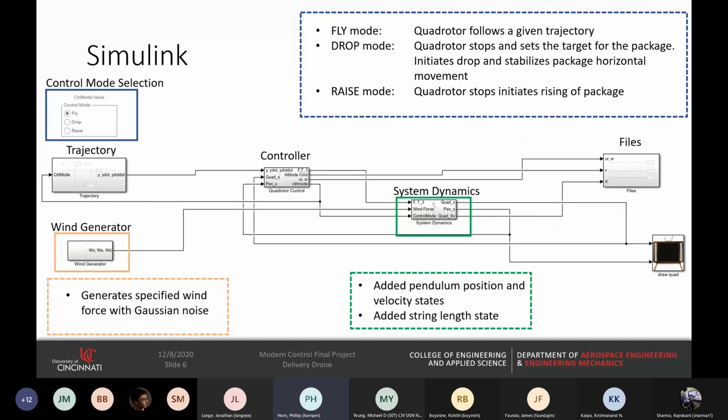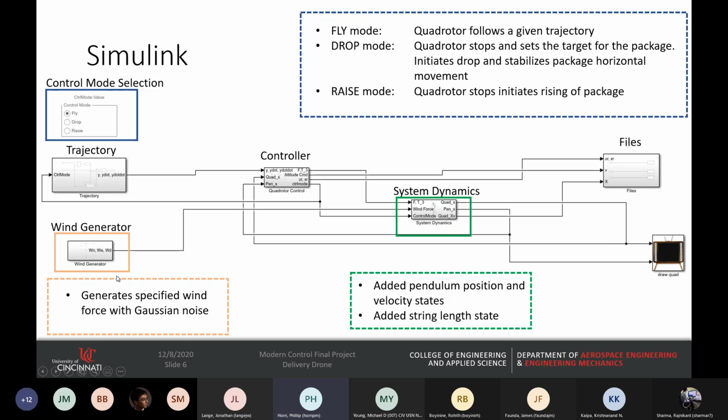For the purpose of this presentation, I'm not going to go into the things that are the same as the quadrotor system that we designed in class. I'm only going to focus on things that are different, just to maintain the 7 minutes we have here. One of the features that we added were different control modes: a fly mode, a drop mode, and a raise mode. In fly mode, the quadrotor is going to follow a trajectory. In drop mode, it's going to set the target and try to stabilize the package. And raise mode is simply going to raise the package back up. We didn't do too much in raise mode because it was outside the scope of the project, but it's something cool to work with.